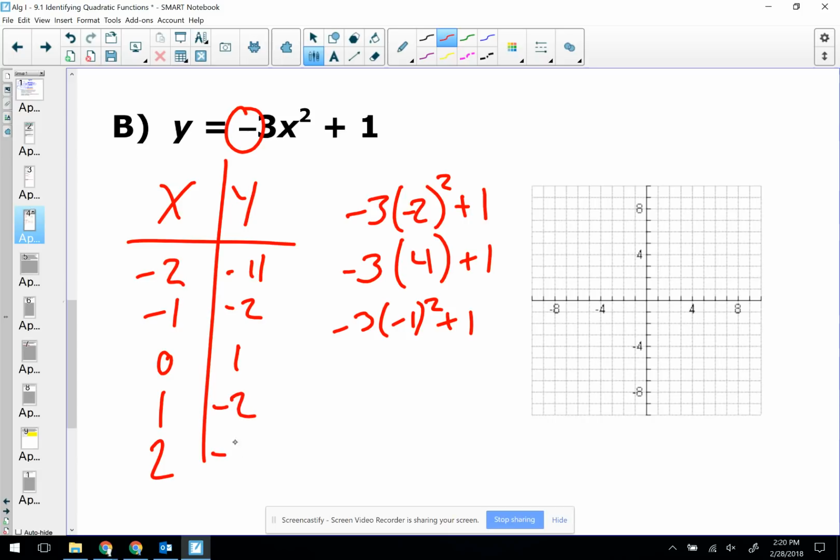Hey, look at the symmetry. Negative 11 is my last one. Negative 2, negative 11, right down there. Negative 1, negative 2, 0, 1, 1, negative 2, 2, negative 11. So this one points down. Excuse my bad curve there, but you get the idea. So there's my parabola. Point here being that parabolas can face down if they need to. You'll find out why later on.